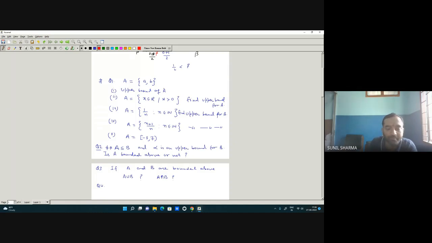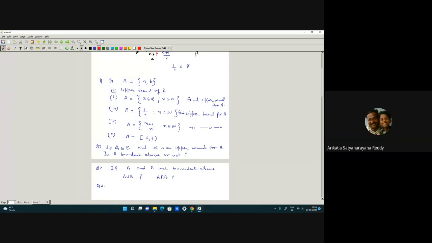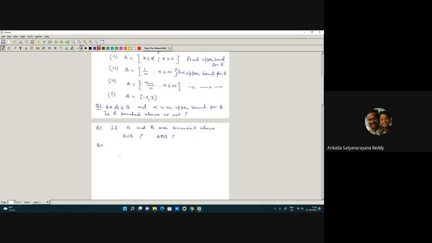Quickly tell me. Somebody else. Rahul Sharma. Can you tell me the upper bound for A? First question. A equal to {a, b}. Maximum of a and b. Very good. Sunil sir, you can put A1, A2, A3, A4 like that. Okay, maximum of a and b.